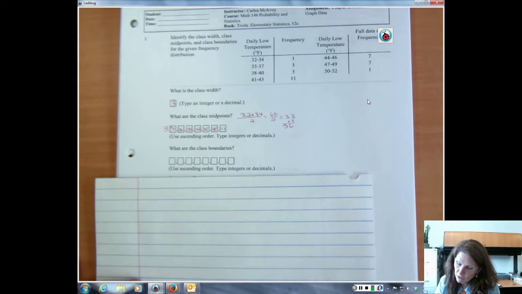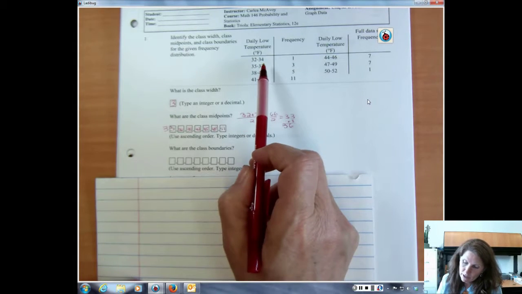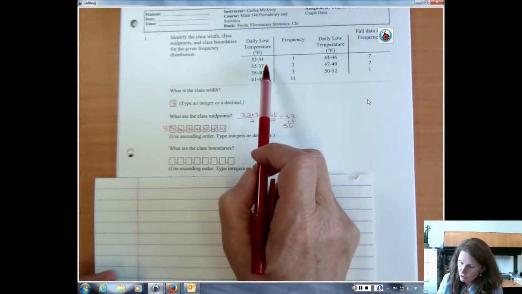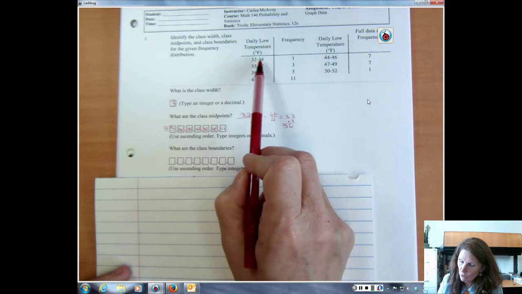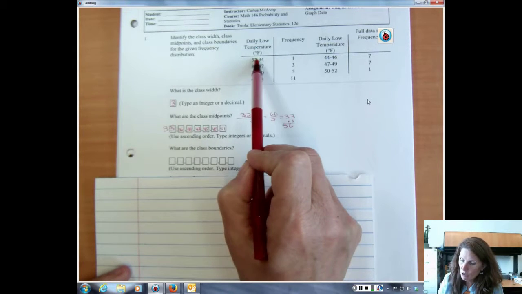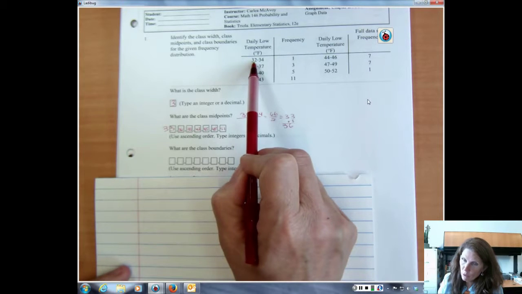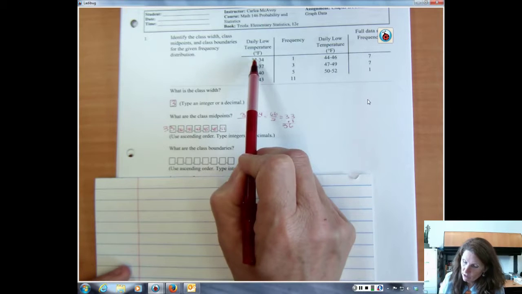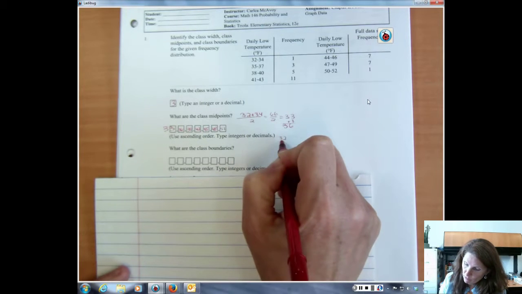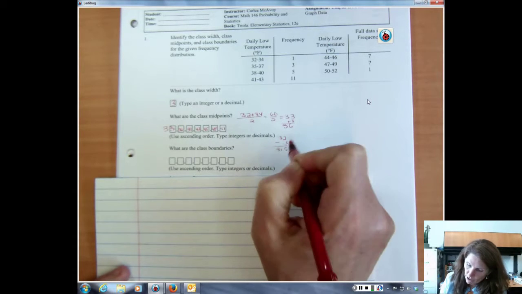Now the class boundaries are this. So let's say these are my boundaries. Some books will do it differently, but this book says, let's find a midpoint. So we always go a little more specific than our actual classes were. So the class boundaries here, we're going to take off 0.5 in either direction. So we start with 32 minus 0.5, and that gives us 31.5.